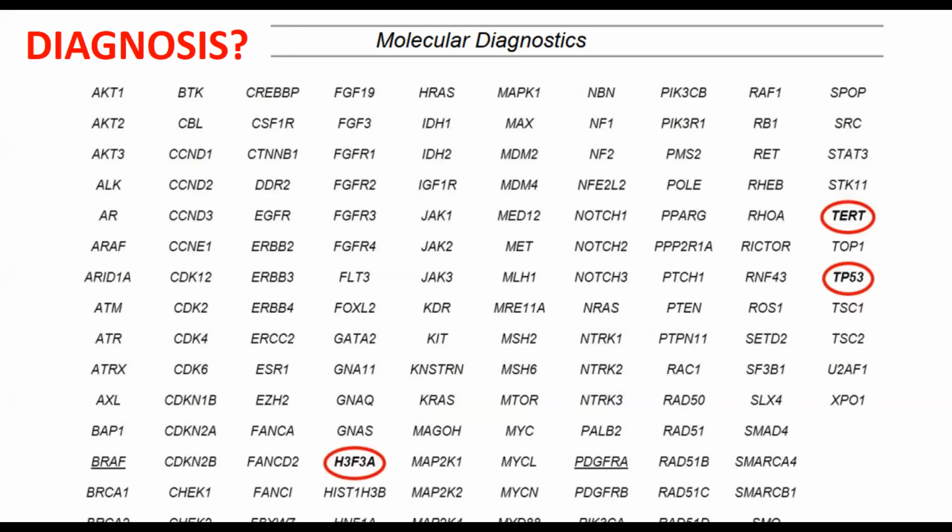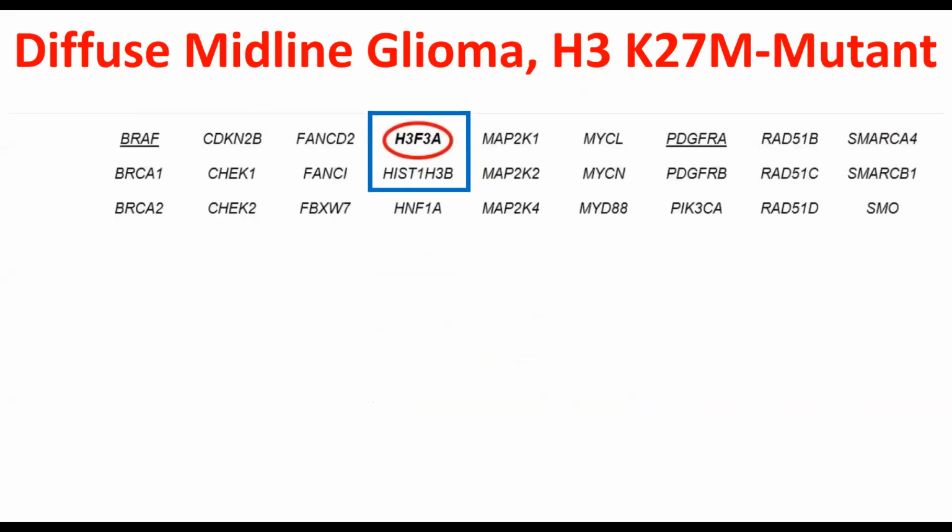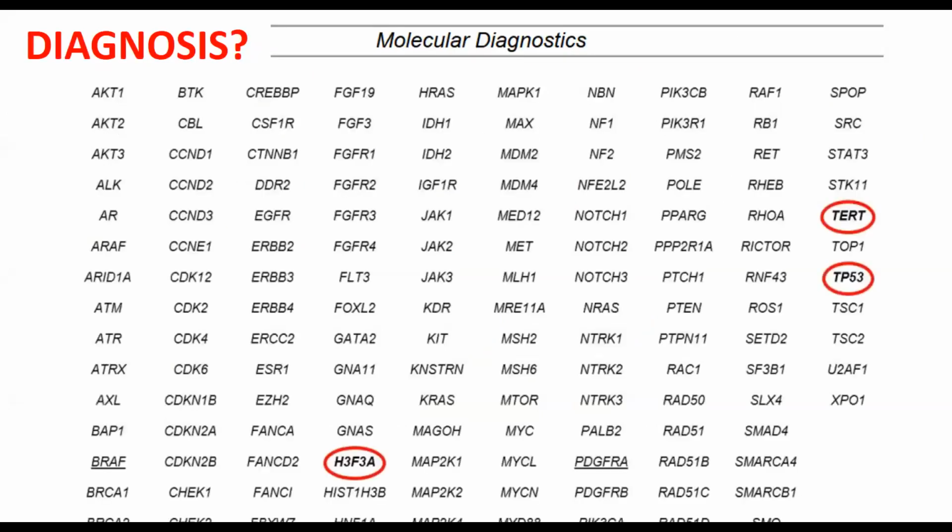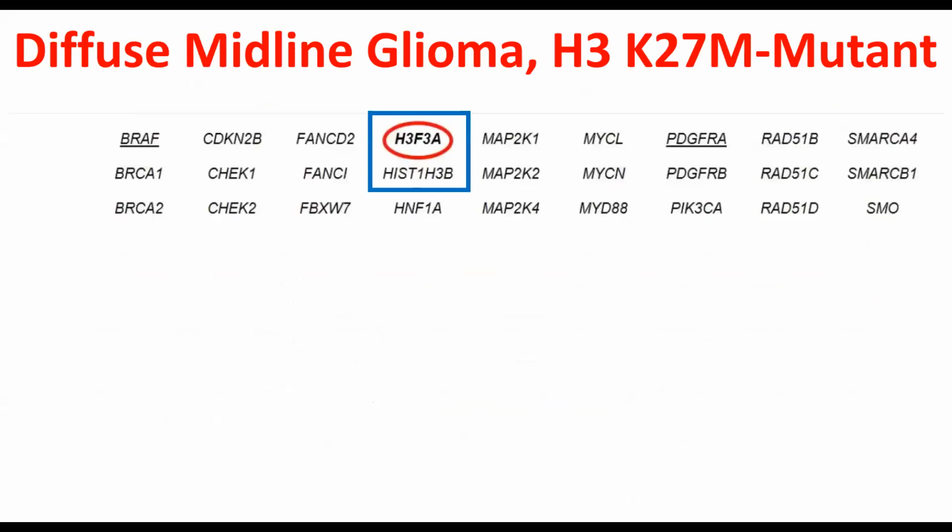Okay, everybody got it? Answer: diffuse midline glioma, H3 K27M mutant. And it's this alteration here. Let's go back a second. There's a TERT promoter mutation, and there's a TP53 mutation. That could be glioblastoma, that could be oligodendroglioma, it could be a lot of other things. But the H3F3A, that's histone H3. That is the one that says, oh, this is something special.